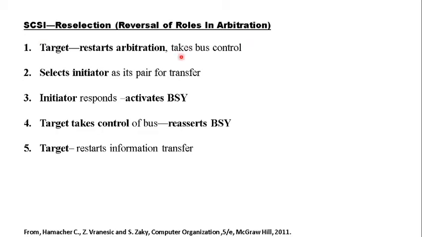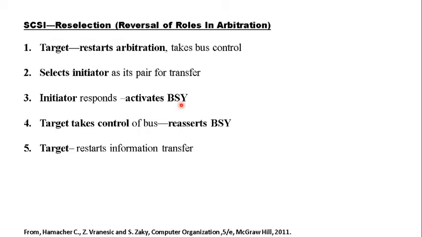Then once it wins the arbitration, like the scheme that we have discussed earlier, it will select the initiator as its corresponding communication party. So how does it do that? It will put the initiator's address, then it will activate the select signal, then it will release its busy signal to check whether the initiator will respond. Once the initiator responds, it knows that the initiator has agreed to be its other communication party, and it proceeds. Now, as I told you, the initiator will indicate its active state by activating the busy signal. So once the initiator responds, what happens?